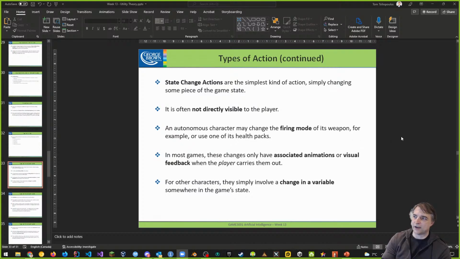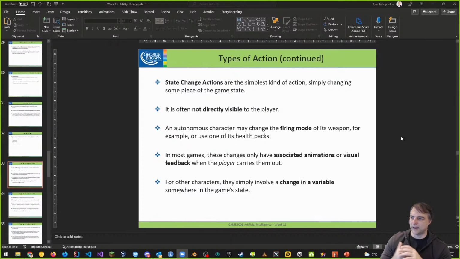So again, state change actions are the simplest kind of action. And a lot of times it's not directly visible to the player. They're going to make an internal state change. A good example of that is if the autonomous character changes the firing mode of its weapon from a spray to a sniper, if they have the ability to do that. That's something that they might do internally, but you might not see that change, right? Or, for example, they want to use one of its health packs. You may not see the health pack being used unless we actually attach an animation to them using the health pack, right?